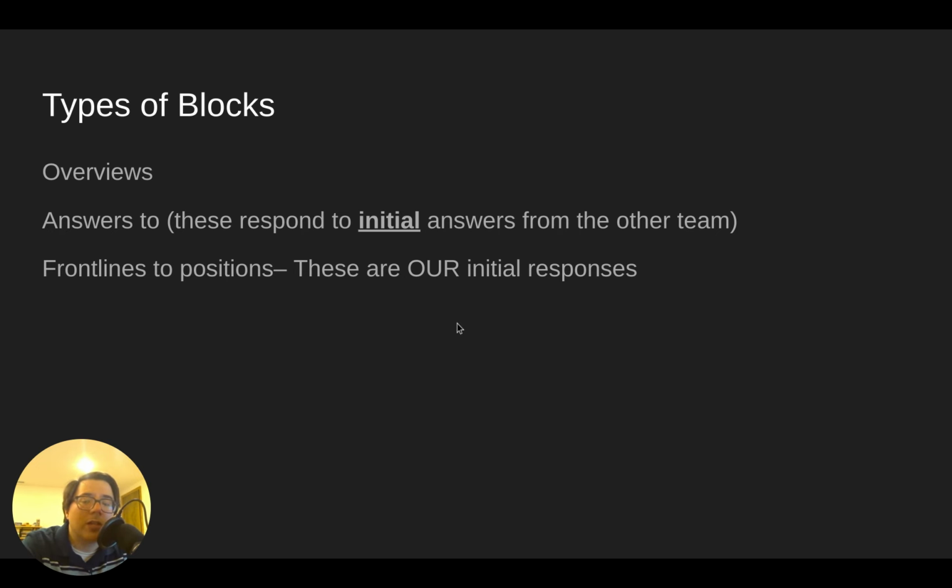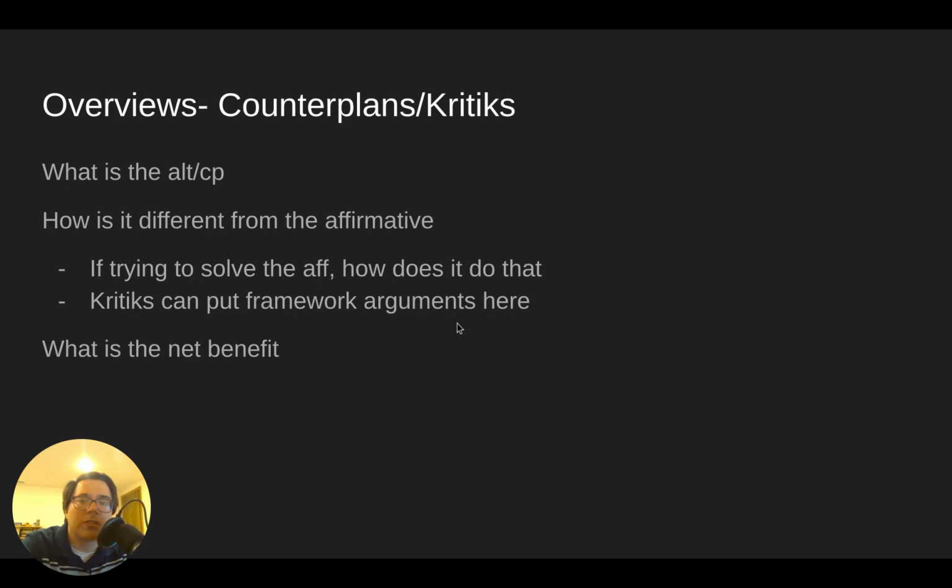Then there are front lines to positions. These are our initial responses to a position. If we're negative, it could be our pre-prepared arguments that we want to read against the other team's solvency or a particular advantage that they're reading. Or, when we're affirmative, it can be a front line to a position they read, like a disad, a critique, a counterplan, topicality, all of those types of things.